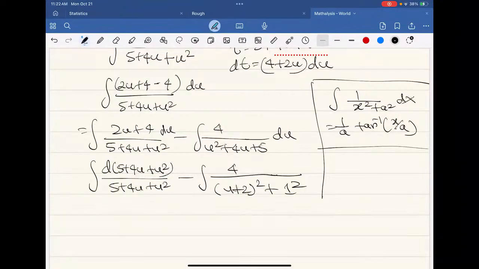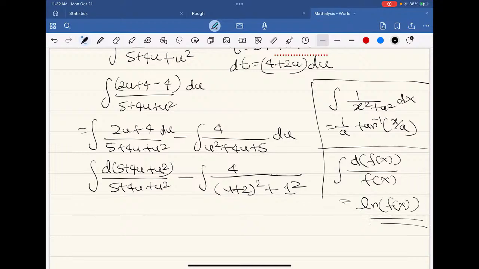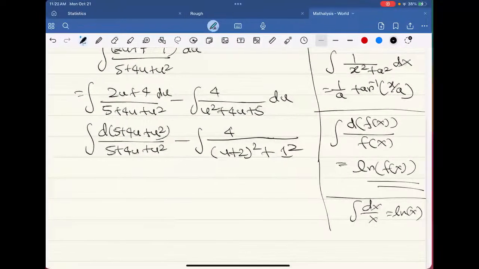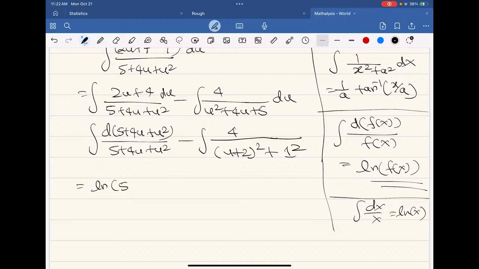And also, for the other integral, we know that if we have d of f of x by f of x, the integral is just ln of f of x. It's the same, like how it is when we have dx by x, which is ln x. Right? Now, this is just ln of 5 plus 4u plus u square minus, now this is 4 times 1 by the a is just 1, tan inverse of (u plus 2) divided by 1, plus c.